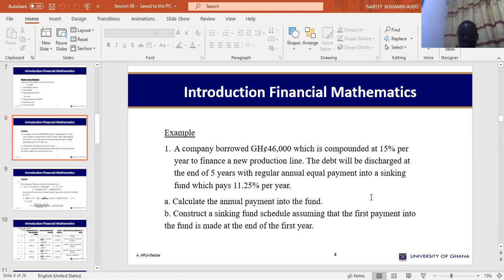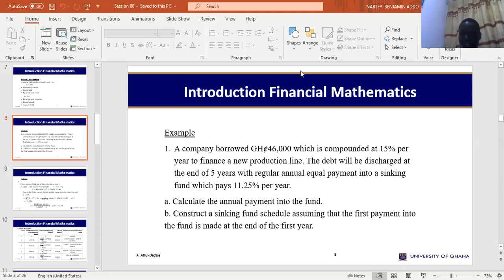No, that is a single sum payment of the balance, which will be 92,522.43 at the end of the 5th year. So the debt will be discharged at the end of 5 years with regular annual equal payment into a sinking fund, which pays 11.25% per year. So calculate the annual payment into the fund and then construct a sinking fund schedule, assuming the first payment into the fund is made at the end of the year. So you see, your payment is in arrears.